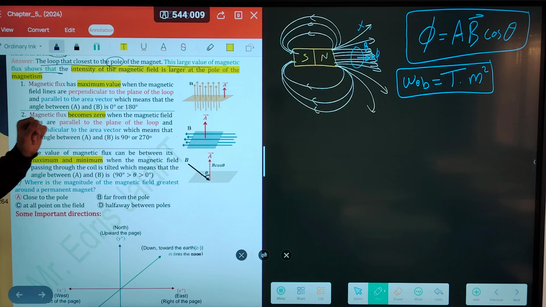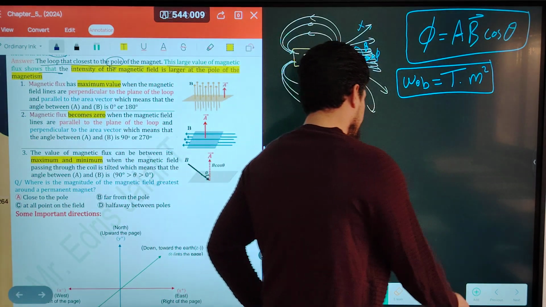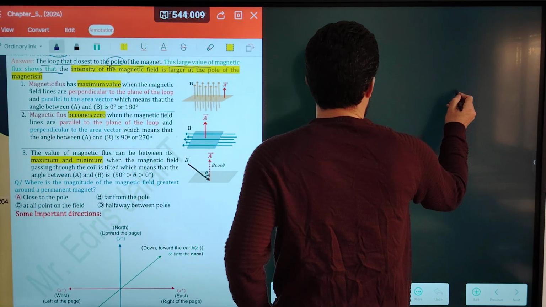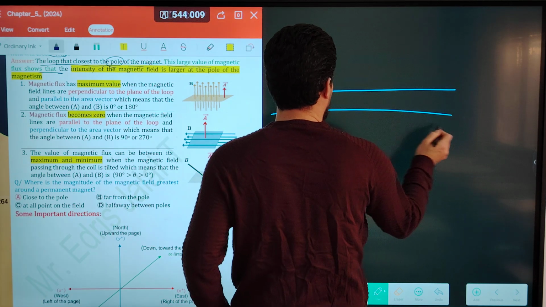Magnetic flux has maximum value when the magnetic field lines are perpendicular to the plane of the loop. When does it? Assume that this is the magnetic field.